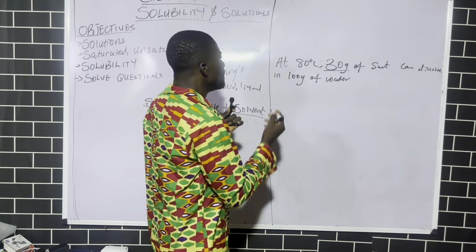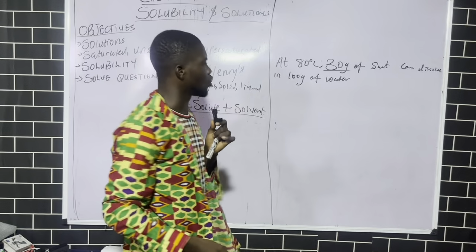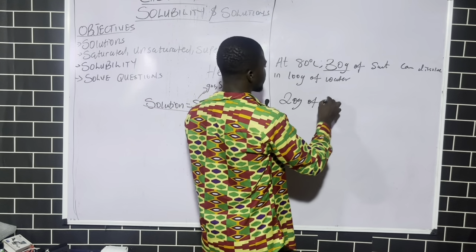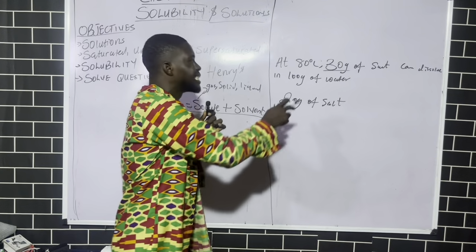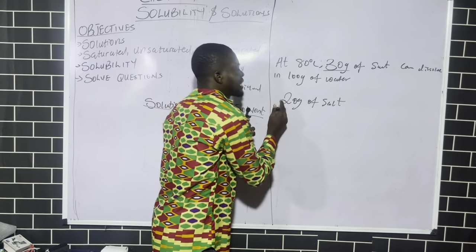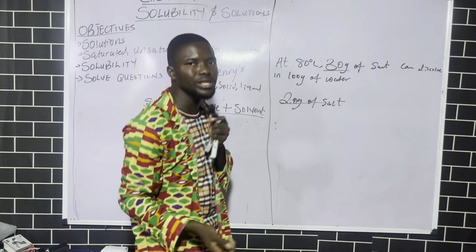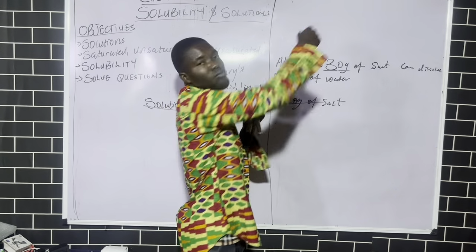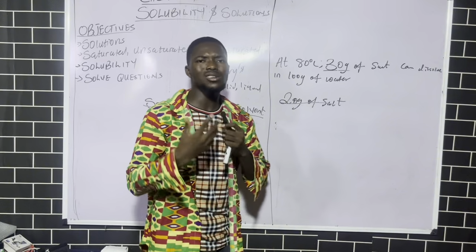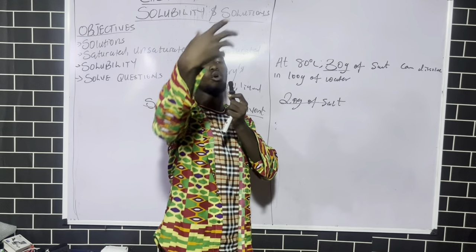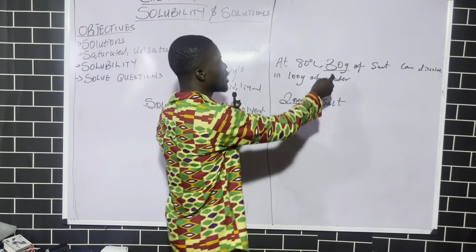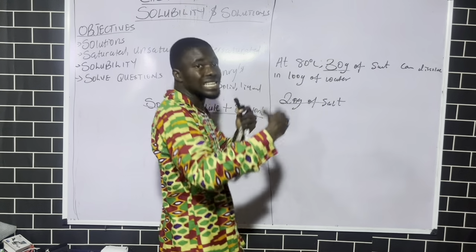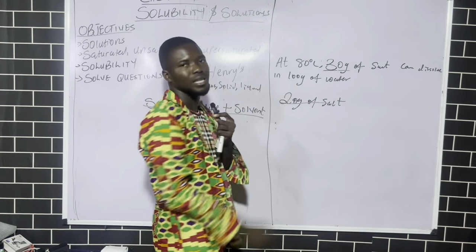Are you with me? But then at this 80 degrees Celsius, this 100 grams of water only has 20 grams of salt in it. This solution at this stage is called unsaturated. Why? Because it has room for 10 more grams of salt. Do you understand? So an unsaturated solution is one that can still receive much more solute at that particular temperature.